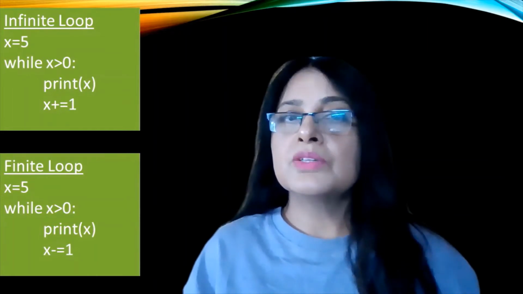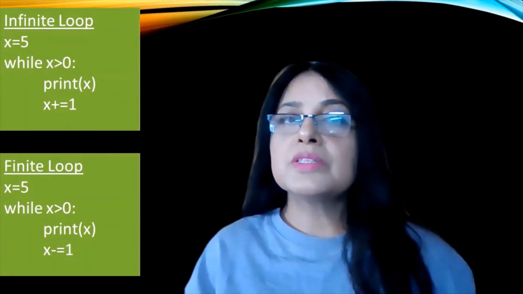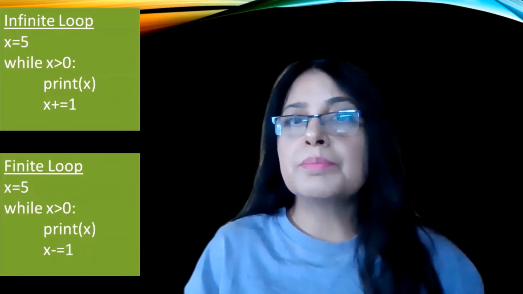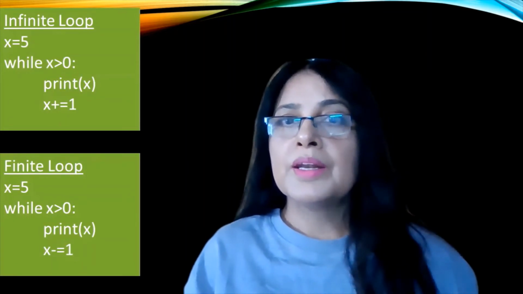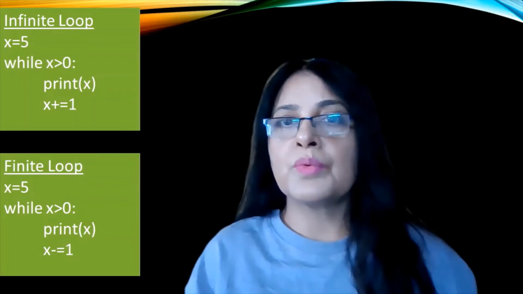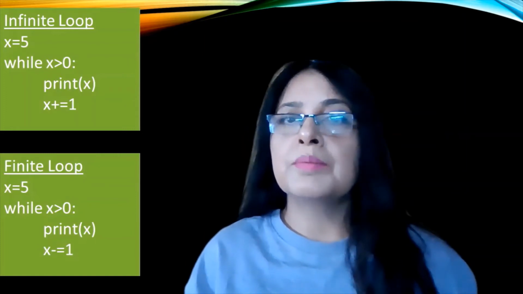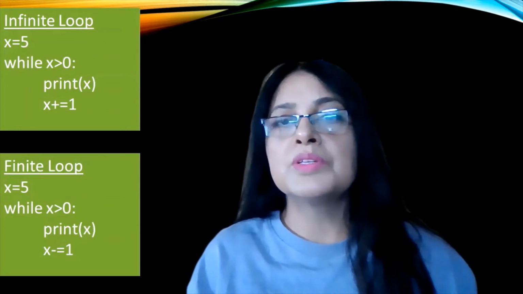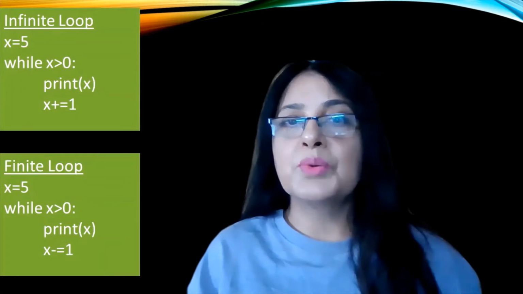To make this into a finite loop, we just have to change x plus equal to 1 to x minus equal to 1. Now the semantics of this program will allow it to become a finite loop, which is decreasing the value of x till it becomes equal to 0. And then this loop will stop.